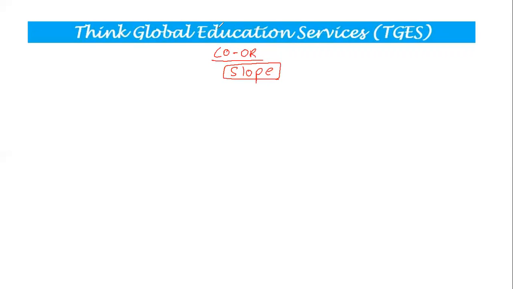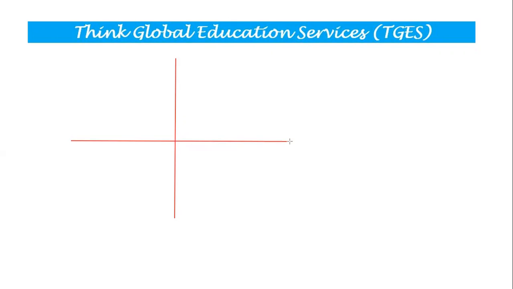So first of all, let's talk about the very basics of coordinates. Let's say this is the y-axis and this is the x-axis. Both axes divide the entire plane into 4 quadrants, which are counted anti-clockwise. So this is quadrant 1, this is quadrant 2, this is quadrant 3, and this is quadrant 4. So they are counted anti-clockwise.